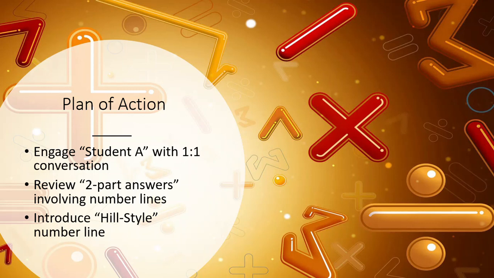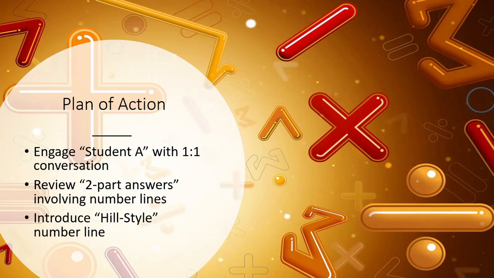Our plan of action: first, we will engage student A in one-to-one conversation about everyday examples of approximation and rounding, and then ask her to share another example of rounding. Secondly, review two-part answers involving number lines. We must first make sure the number line has increments, in this case, ones with 10 total tallies. And secondly, deciding if the number is closer to the higher or lower indicated number.